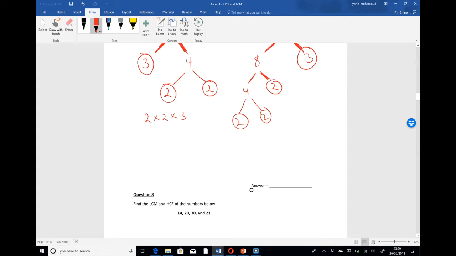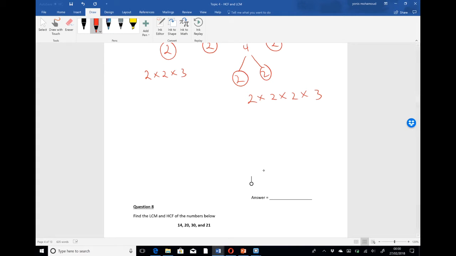And just as we did for 24, we're going to multiply those numbers out. So 2 times 2 times 2 times 3. Now, what we're going to do is have a look at that 2 on that side and have a look at the numbers on this side. I want to cross out the numbers that appear on both sides. So 2 appears on both sides, so I'm going to write that down once. This 2 appears on this side and this side, so I'm going to write it down once.